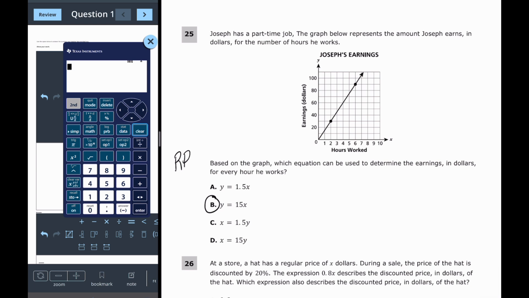Joseph has a part-time job. The graph below represents the amount Joseph earns in dollars for the number of hours he works. Based on the graph, which equation can be used to determine the earnings in dollars for every hour he works? So we are looking for dollars for every hour. So dollars per hour. This is a rate. So I want to know the unit rate when he works for 1 hour. What is the amount when he works for 1 hour? So I'm going to look right here at the 1. And that happens over here at this point here. And actually I'm going to zoom into it so you can see it a little bit more.